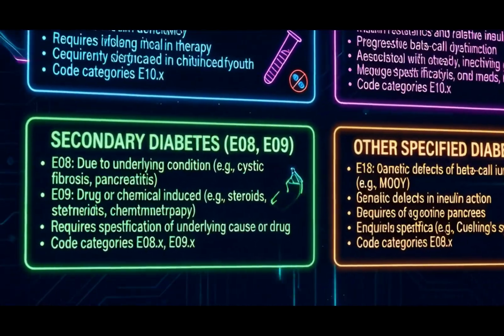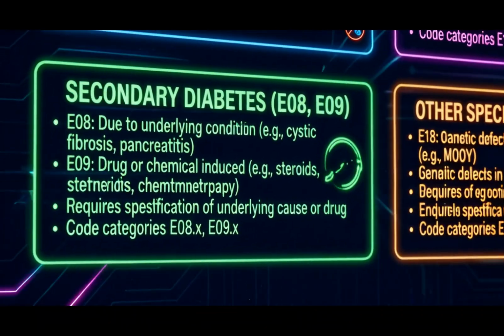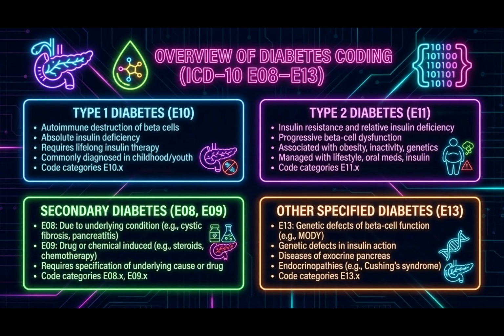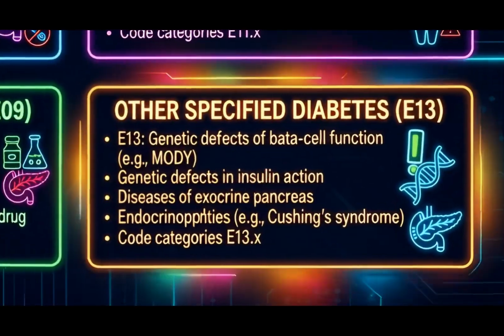Secondary diabetes, E08 and E09. Secondary diabetes occurs because of another underlying condition. E08 is used when diabetes is due to conditions like cystic fibrosis or pancreatitis. E09 is used when diabetes is drug-induced, such as from steroids or chemotherapy. These codes always require documentation of the underlying cause or drug, and are written as E08.X or E09.X.